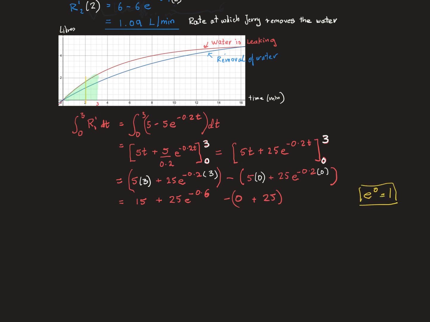Okay, so we go on to work this out. It should give me 3.72 liters. So what does it mean? It means that 3.72 liters have leaked into the boat.